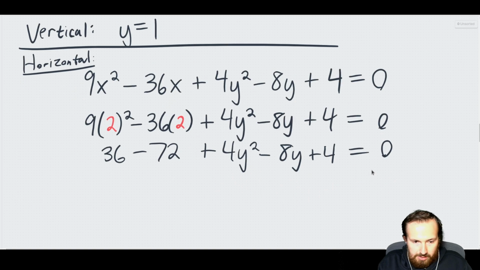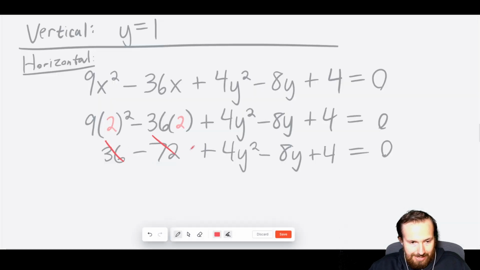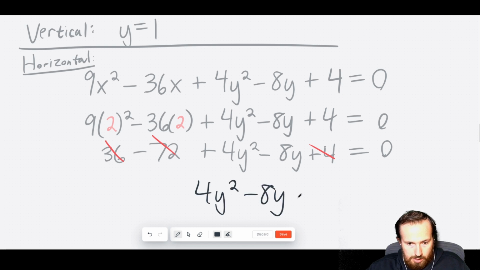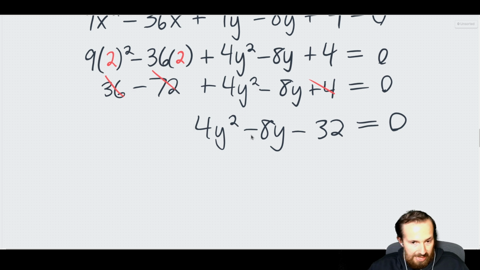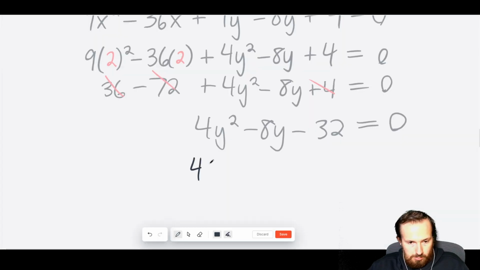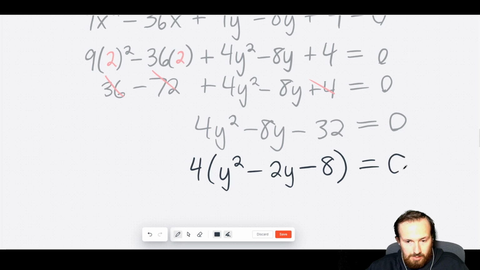And we can actually simplify this a little bit further. So 36 minus 72 is negative 36. And then if we add 4, that would be negative 32. So hopefully it makes sense that this whole thing becomes 4y squared minus 8y minus 32 equals 0. Now think about what this is. This is effectively a quadratic equation that we can solve, hopefully, just by factoring, or by guessing and checking. If I pull out a 4, all these coefficients are divisible by 4, so I'll get y squared minus 2y minus 8 equals 0.